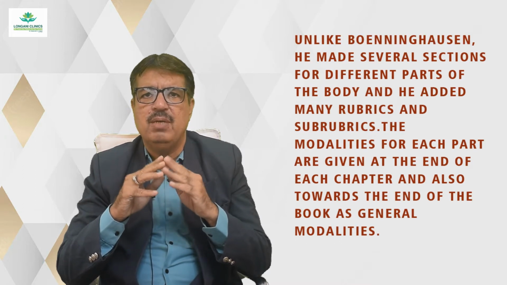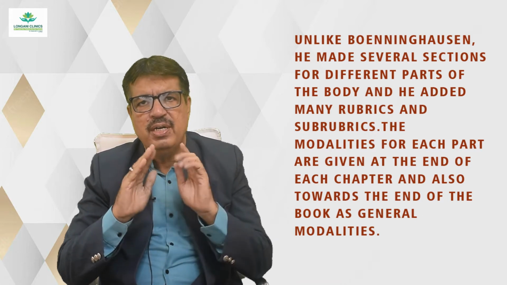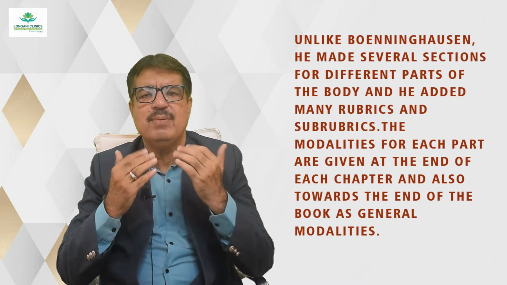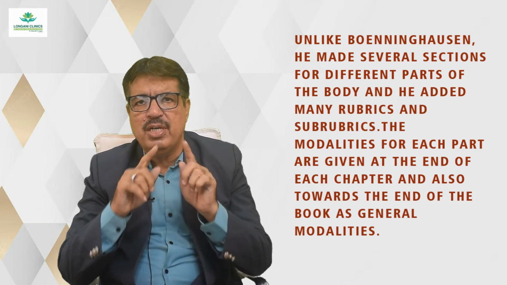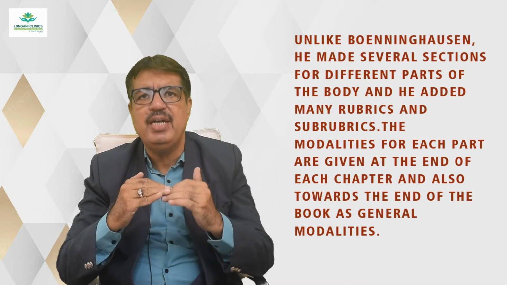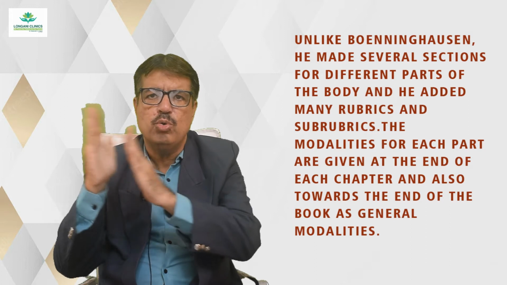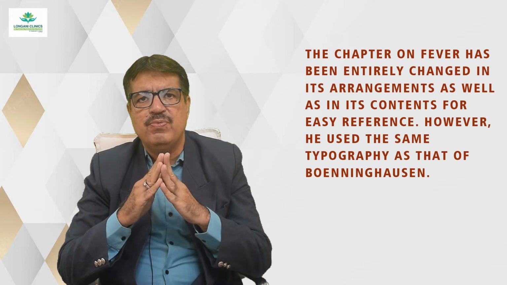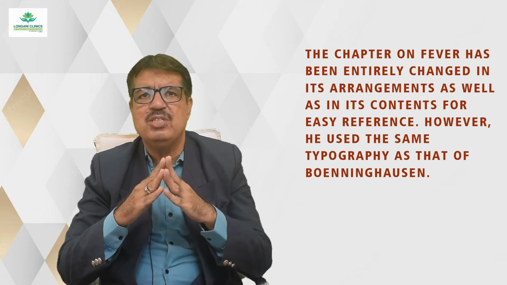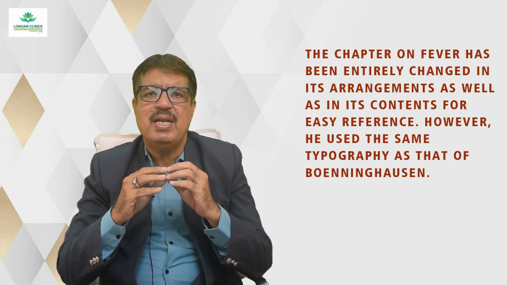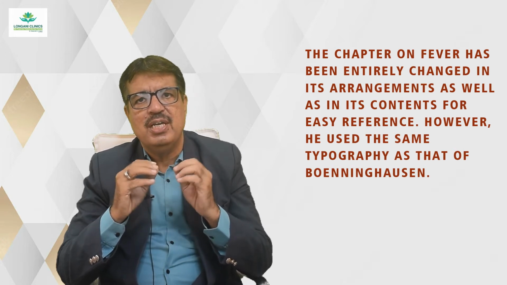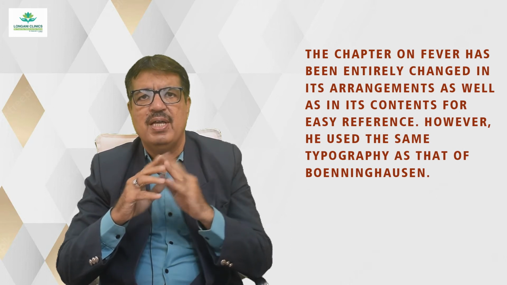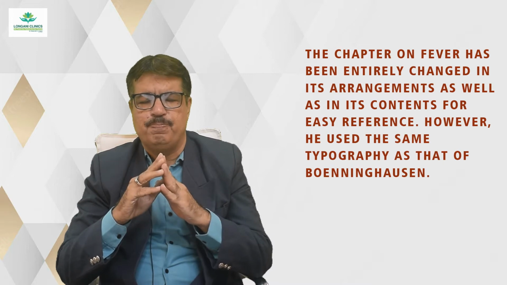Unlike BOENNINGHAUSEN, he made several sections for different parts of the body, and he added many rubrics and subrubrics. The modalities for each part are given at the end of each chapter and also towards the end of the book as general modalities. The chapter on fever has been entirely changed in its arrangement as well as in its content for easy reference. However, he used the same typography as that of BOENNINGHAUSEN.